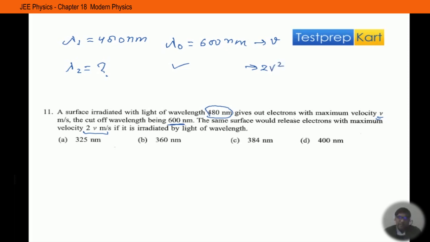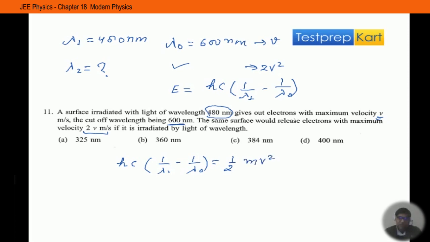So we can write the expression for the energy acquired by an electron emitted from the surface: hc over lambda 1 minus the work function, that is hc over lambda naught. So this is the general expression, and we can write it for both cases. For the first case, it is hc (1 over lambda 1 minus 1 over lambda naught) equals half mv square. In the second case, hc (1 over lambda 2 minus 1 over lambda naught) equals half into m into (2v) square.